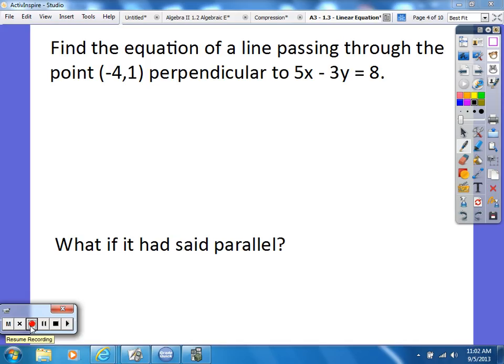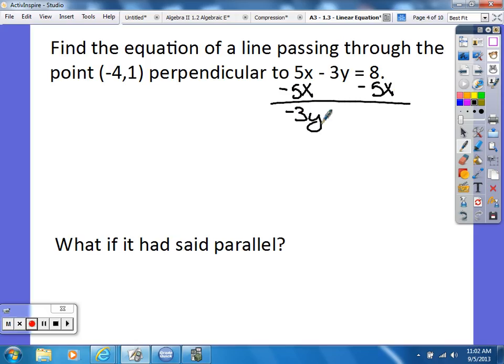So I'm going to go ahead and solve this for y. I'm going to subtract 5x from both sides. So I get -3y equals -5x plus 8. I'm going to divide everything by -3. Here's the best part. This over here, this 8 over 3, I don't care about it at all. I only care about the -5 over 3, over -3. So my current slope is +5/3, right?